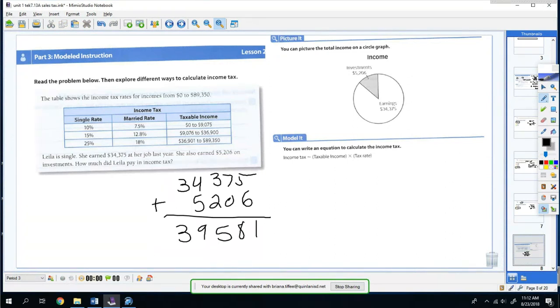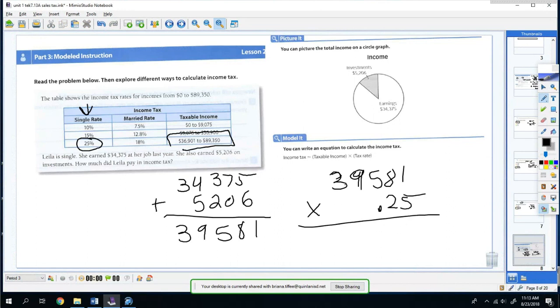So that's her income. Lily is single, so you're going to be looking at the single rates. She made $39,581, so she's going to be looking at the bottom box. Since she's single, her tax rate will be 25%. So you're going to do $39,581 times 25%, which is 0.25. When you multiply that together, it comes out to $9,895.25. So she's going to pay almost $10,000 in income tax. It's pretty crazy, isn't it?